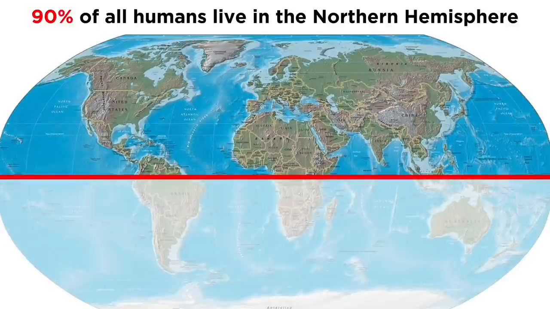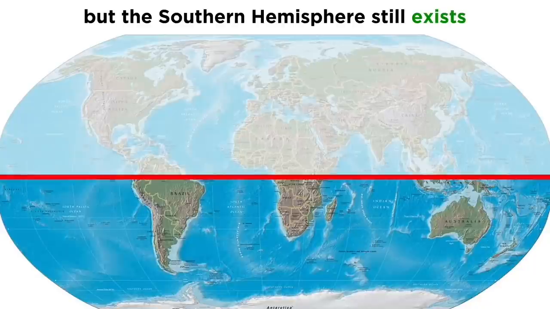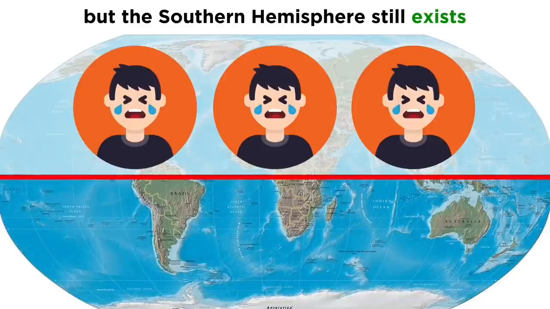Because of the way the continents are distributed around the Earth, 90% of the human population lives in the Northern Hemisphere. But much to the dismay of Flat Earth priests, the Southern Hemisphere still exists, and its existence is single-handedly enough to make them cry like toddlers that found out the Easter Bunny isn't real. So that's it. Airplanes. Ask any airline pilot what the shape of the Earth is. When they're done laughing at you, they'll tell you it's a sphere.